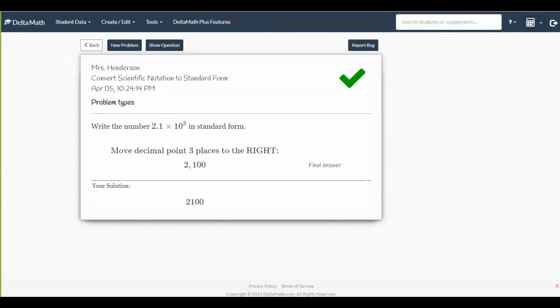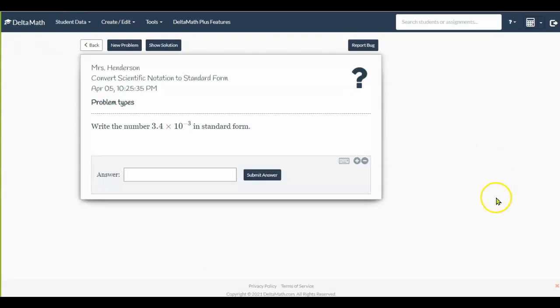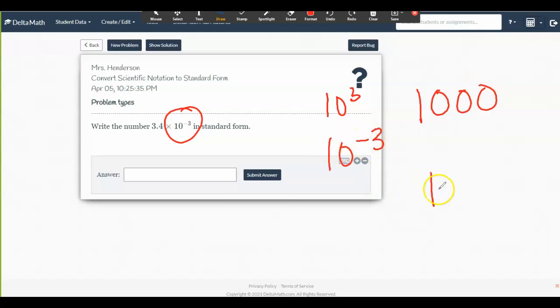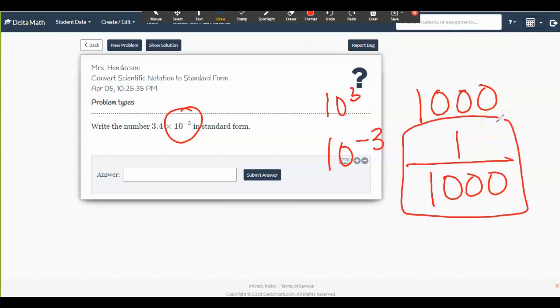Now, in addition, you can also have powers of 10 that have negative numbers. Take a look at this one here. This one has a power of 10 to the negative 3. That doesn't mean I'm going to have a negative value. 10 to the positive 3 means that I have a 1 with 3 zeros after it. But 10 to the negative 3 means I have a 1 with 3 zeros after it in the denominator. So a negative power is actually a fraction.